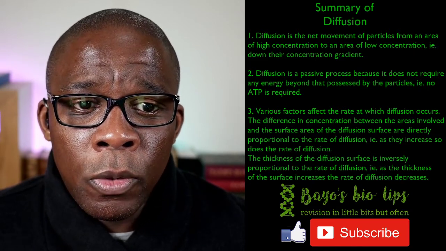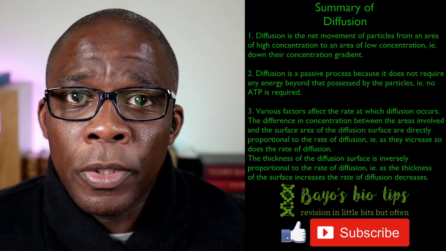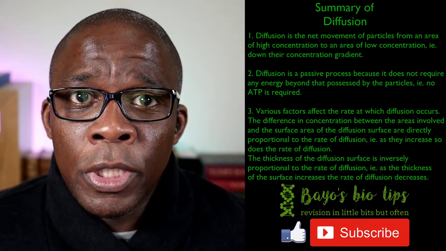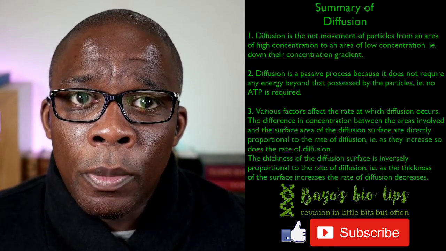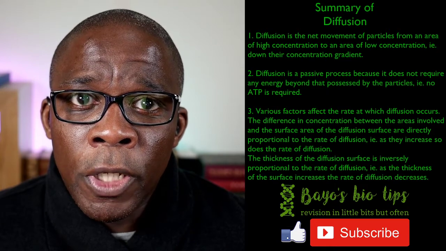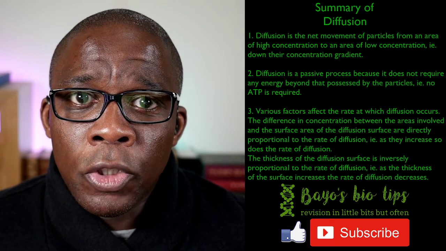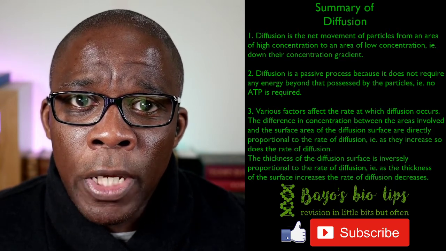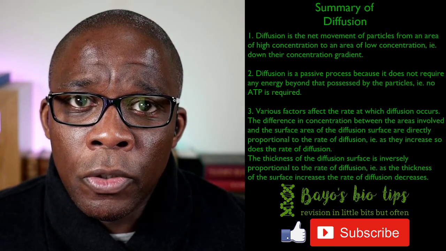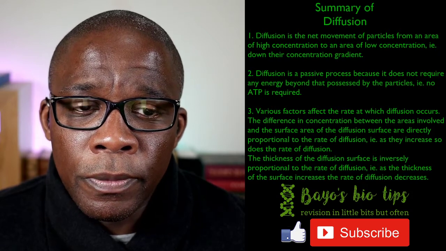Next, we talked about diffusion being a passive process. Basically, it just uses the energy of the particles involved, because all particles are in constant motion, and as such, you don't need any extra energy for diffusion to take place. You don't need ATP, for instance.